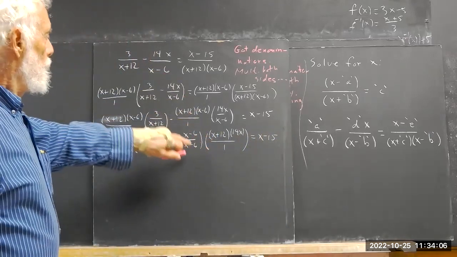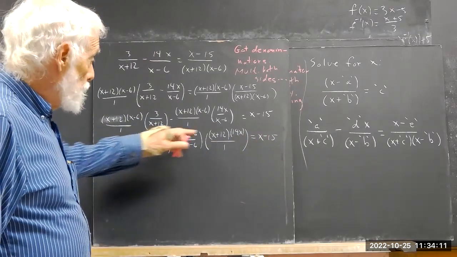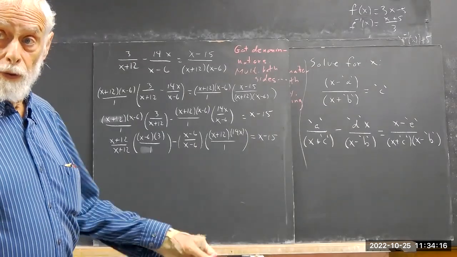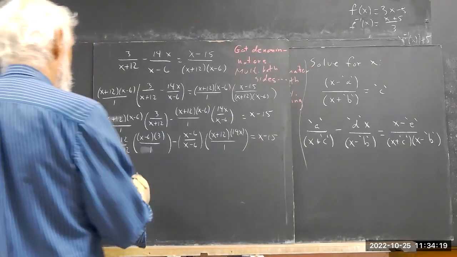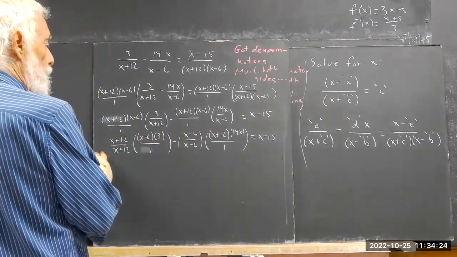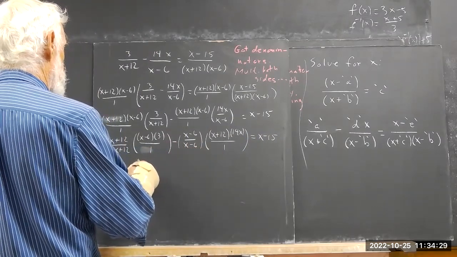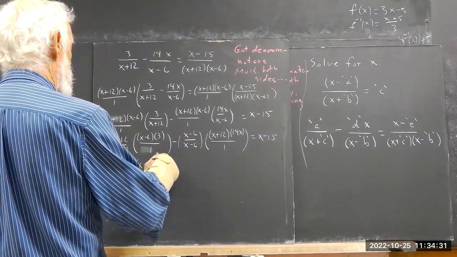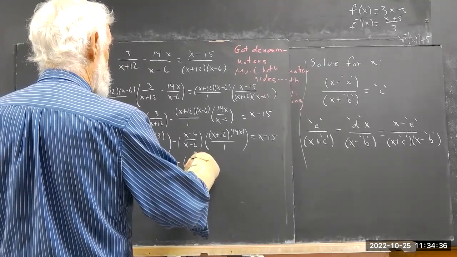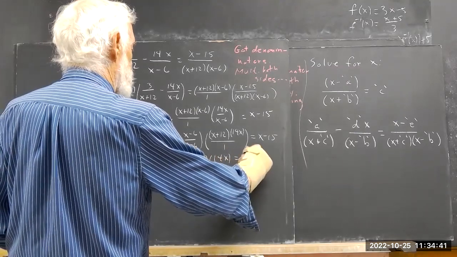write this with the x minus 6 over the x minus 6. And again, the numerator still has all the same factors, and the denominator has the same factors, so they're identical. And now this is a 1, and this is a 1. I don't cross them out. I just know that that's 1, that's 1. I've got 1s here. It's very clear that I have x minus 6 times 3 minus quantity x plus 12 times 14x equals x minus 15.